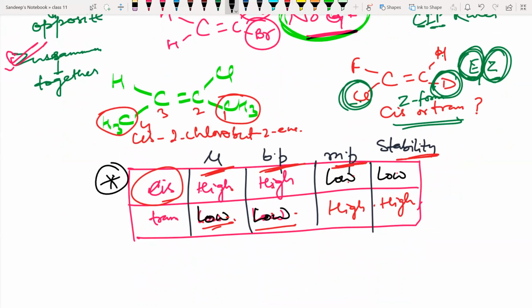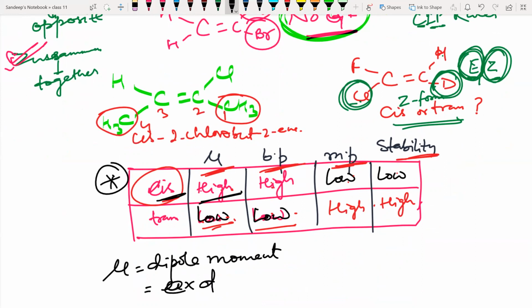Yes. So cis has more dipole moment. That means it's dipole. This is dipole moment. So dipole moment is a vector quantity. It is the product of charge into bond length. Its unit is debye. 1 debye is equal to 3.33 into 10 to the power minus 30 coulomb meter.